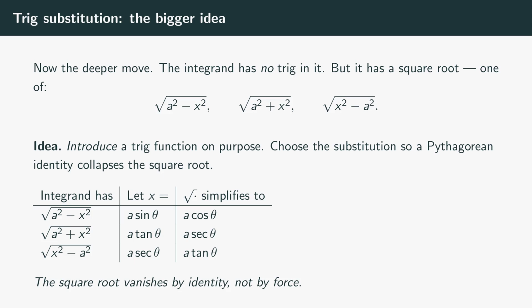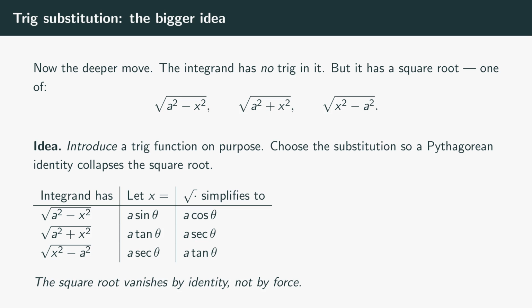Now the deeper trick. Suppose the integrand has no trig in it whatsoever. It has, instead, a square root of a quadratic. Specifically, one of 3 shapes: the square root of a squared minus x squared, the square root of a squared plus x squared, or the square root of x squared minus a squared. A constant minus x squared, a constant plus x squared, or x squared minus a constant, all under a square root. You can't easily integrate things like that with u substitution or parts. The square root resists. Here's the move.